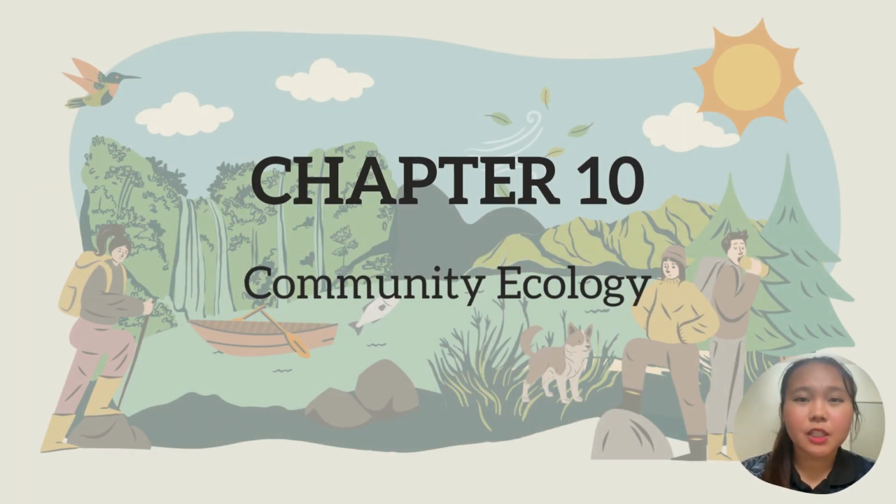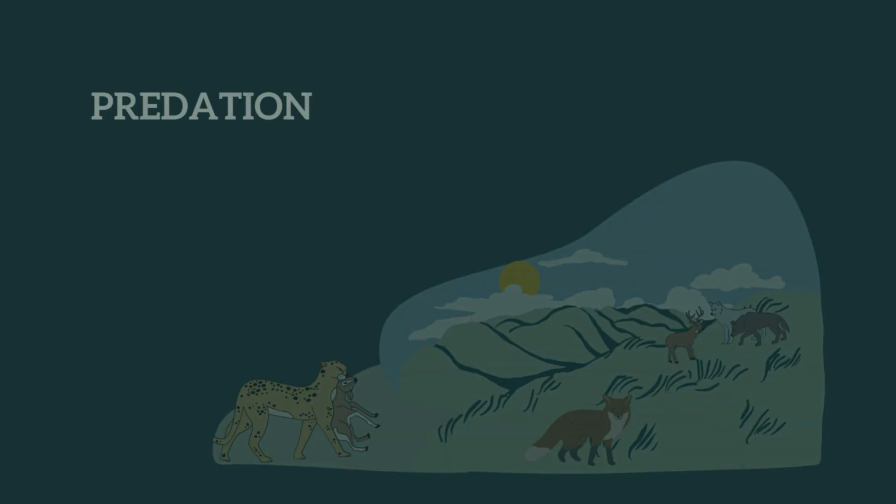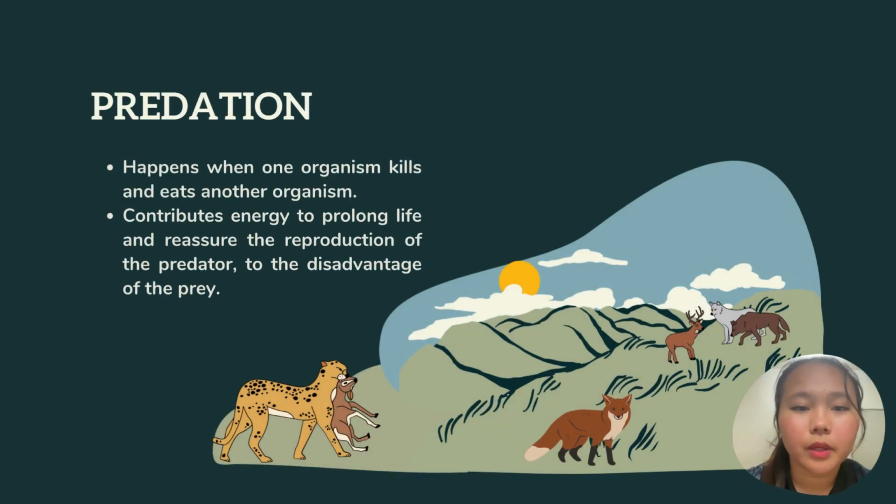My name is Caroline Cherida, and today I will discuss Chapter 10 about predation. Predation happens when one organism kills and eats another organism. This will contribute energy to prolong their life and ensure the reproduction of the predator, to the disadvantage of the prey.